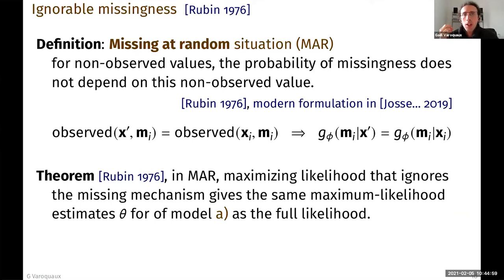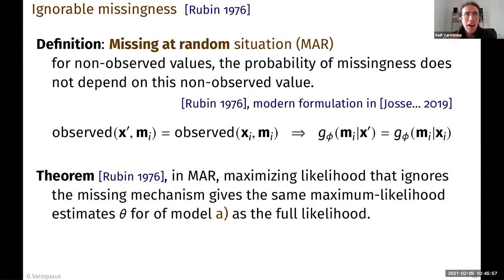And for this, I need to be in a situation that's known as missing at random. And this is an ad hoc assumption that tells us that for a non-observed value, the probability of missingness does not depend on the non-observed value, okay? Which tells us that if I have two vectors with the same observed value, I'm not specifying anything for the non-observed value, then their missingness mechanism gives me the same distribution in the missingness. And in those settings, known as missing at random or MAR, maximizing the likelihood that ignores the missingness mechanism gives the same maximum likelihood estimates for the parameters of the model of the full data, as the full likelihood.